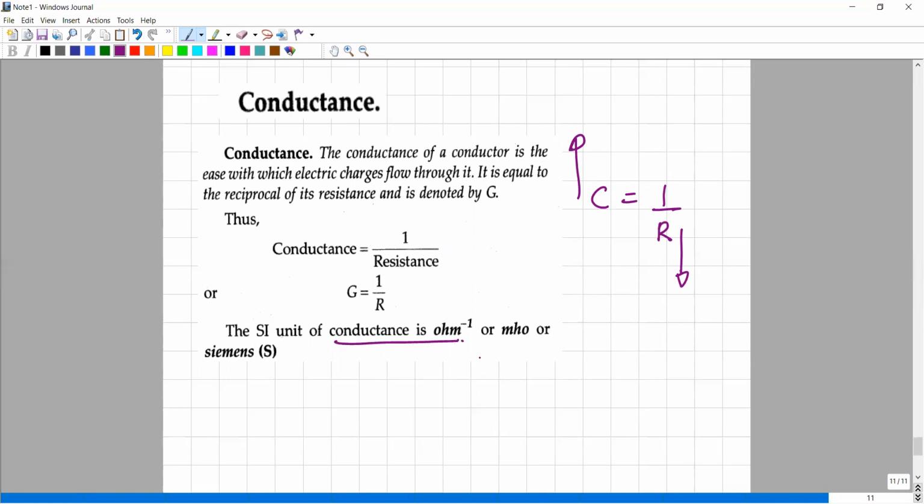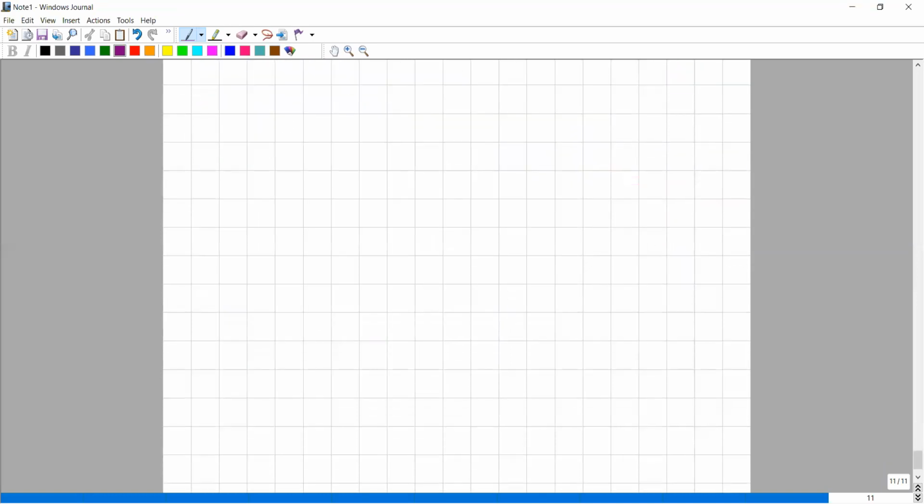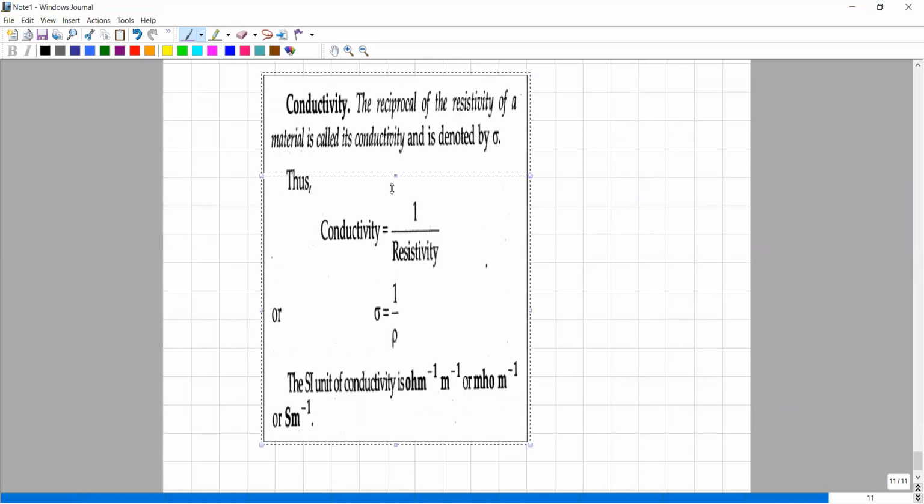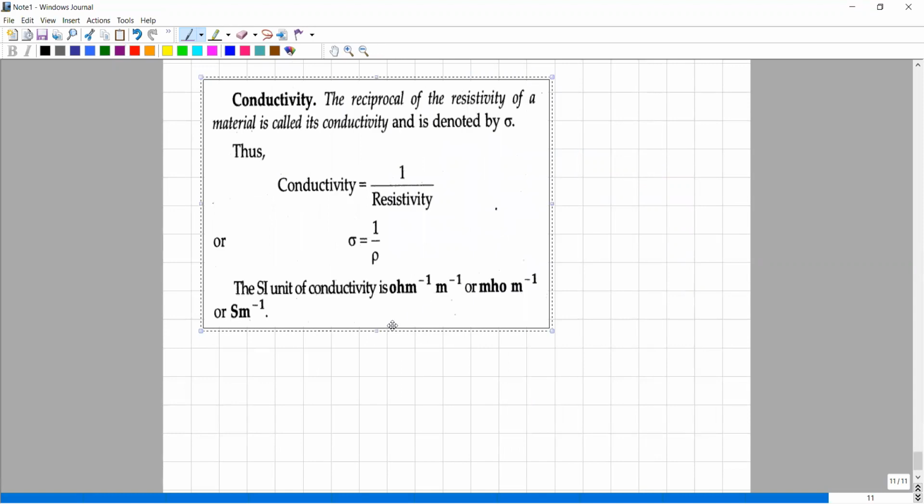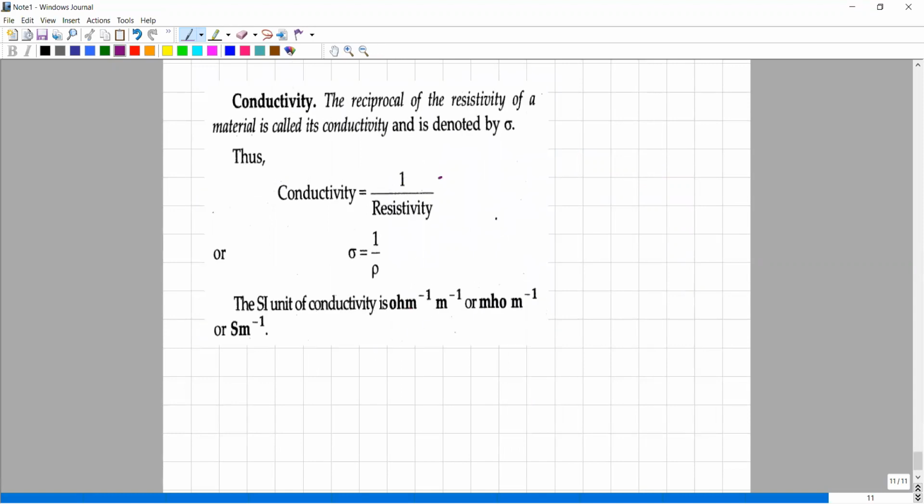The SI unit of conductance will be inverse ohms, or Siemens. Then you have conductivity. As you have resistivity, so you will have conductivity. That is also simple. Conductivity is equal to 1 over resistivity, and the SI unit is inverse ohm inverse meter.